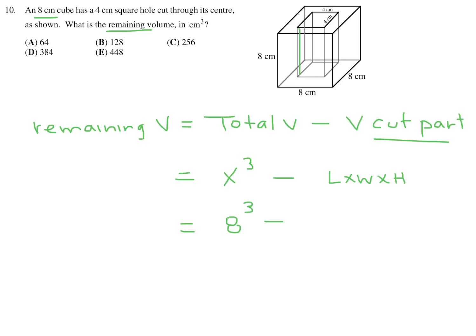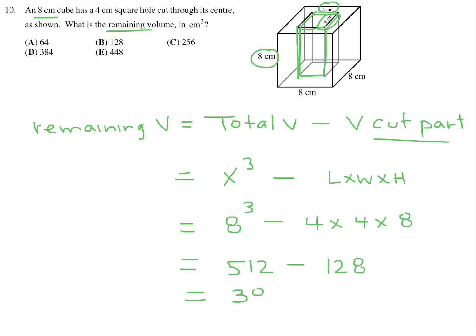And the part that's cut out, that is right there. The length is 4, they've given you that. The width is also 4. And then the height is top and bottom the same as the height of the cube. So that's 8. So we have 8 to the power of 3, which is equal to 512. And then 4 times 4 times 8, 16 times 8 is 128. So therefore 512 minus 128 is 384. And that would be choice D right here.